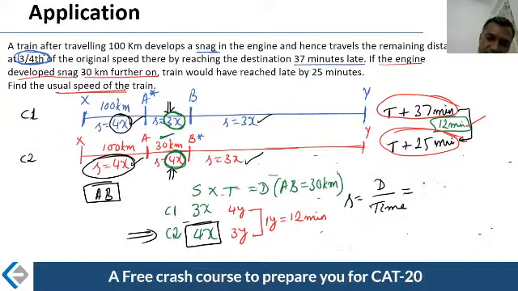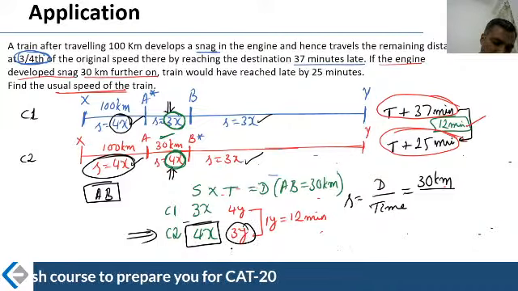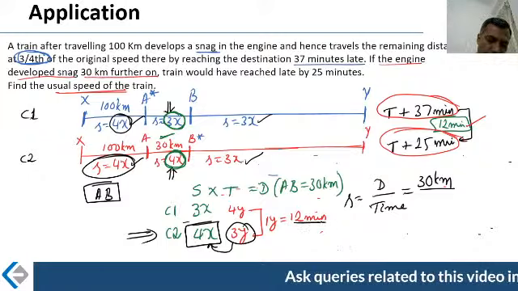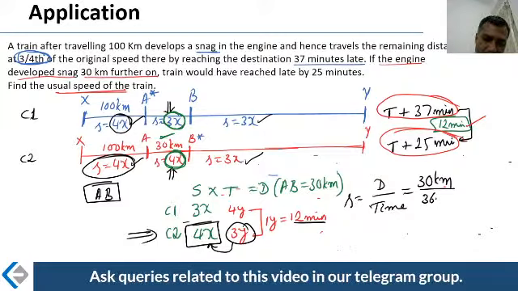What is the distance? Distance is 30 kilometers. Be it first case or second case, distance is 30 kilometers. But for the time, take this 3y. If you take this 3y, automatically you will get the value of 4x. Y is equal to 12 minutes, so 3y is equal to 36 minutes.